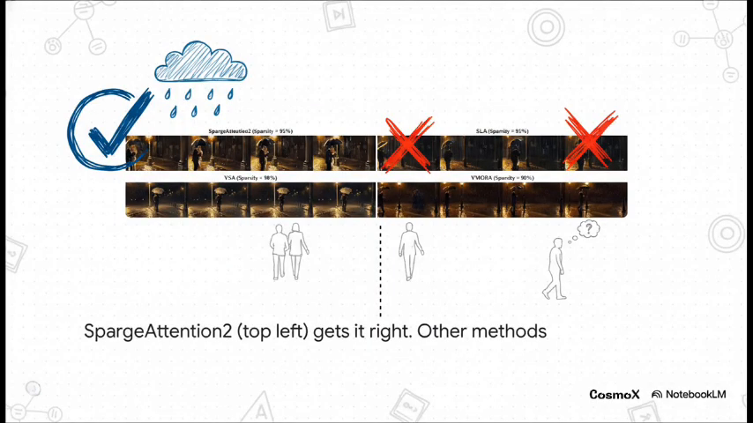And if you want to see what those numbers mean in the real world, here it is. The prompt was for a couple walking in the rain. SpargeAttention2, up in the top left, nails it. But look at the other efficient methods. SLA and VSA somehow make the man walk backwards. VMOBA completely forgets the woman in the prompt existed. SpargeAttention2 is the only one that delivers that incredible efficiency while actually sticking to the prompt.